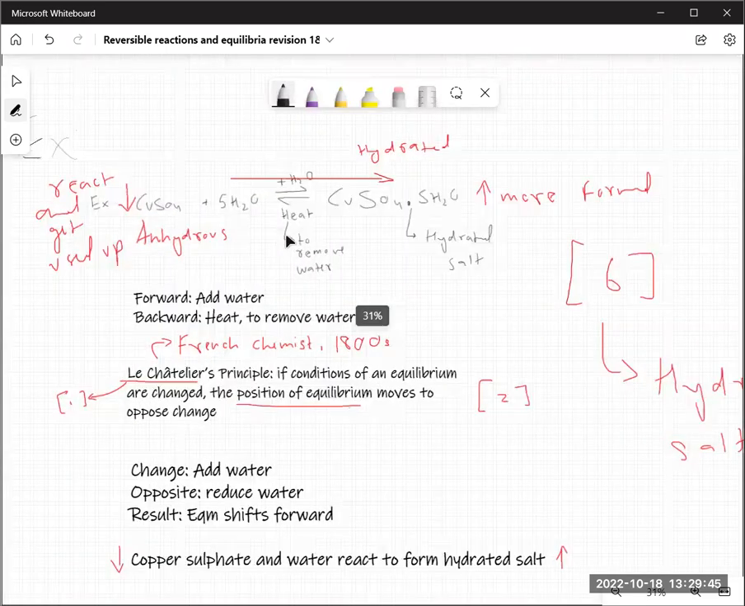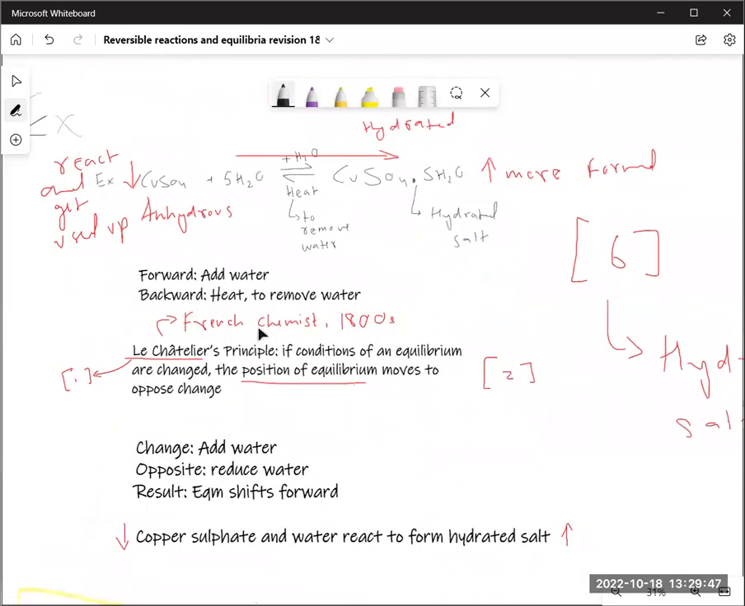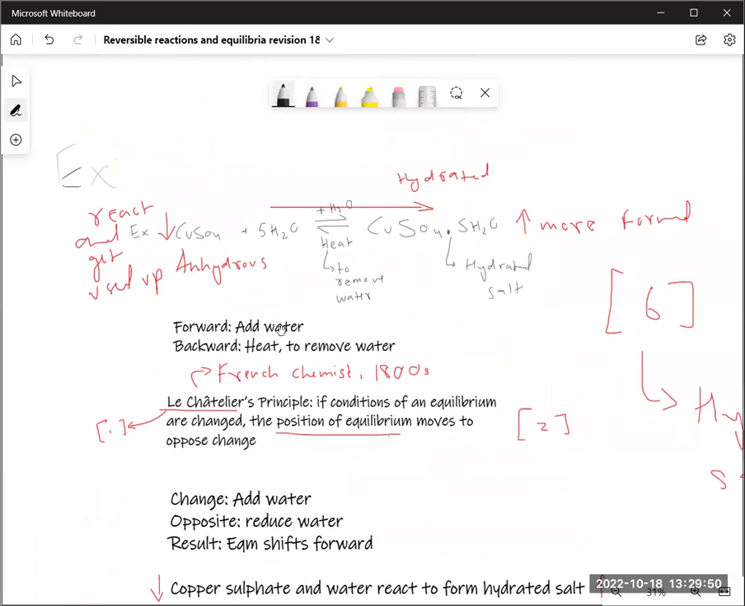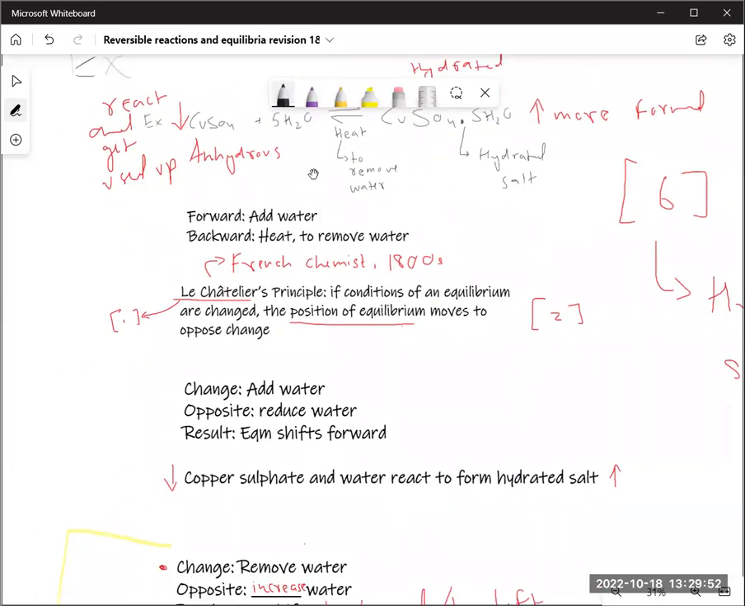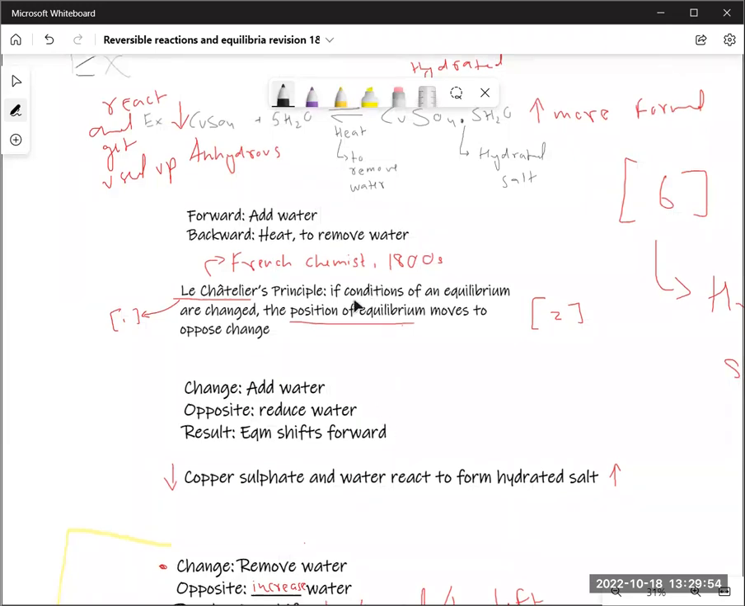Next, we did some questions. I asked you how we answer it. The first example was it goes forward if I add water, and if I heat it, it will go backwards, removing water.